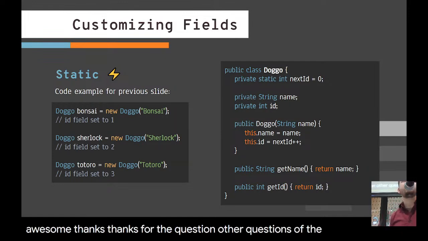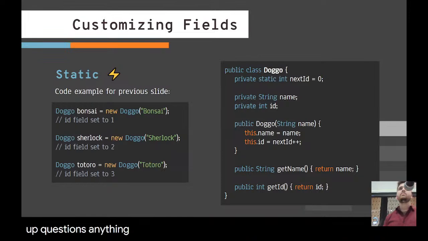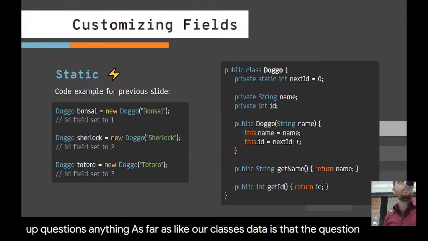Other questions, other thoughts, follow-up questions, anything? Oh, yes. So kind of the question is, what is a class? So it's not a basic data type, and it's not an object, but you can use it like an object at times, like all these static methods, right? So where do classes fit into, as far as our class's data, is that the question? Something like that. I'm not sure where classes fit into the structure of Java.